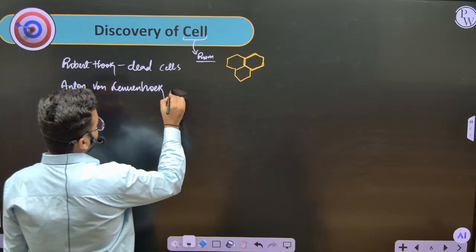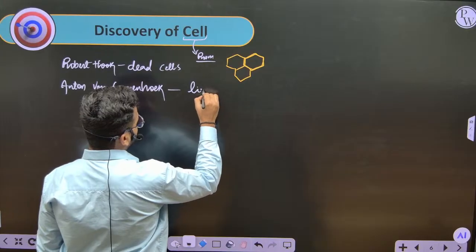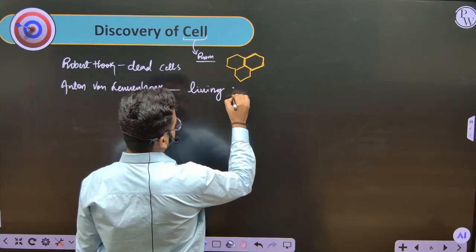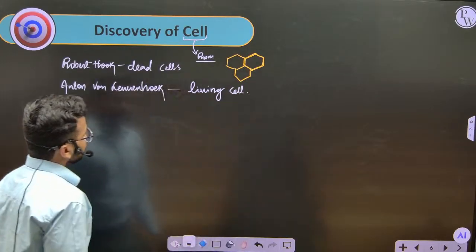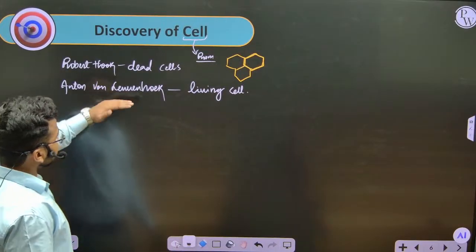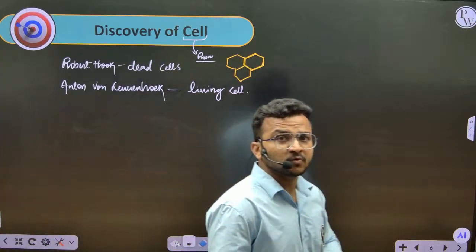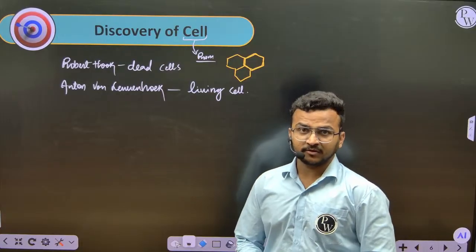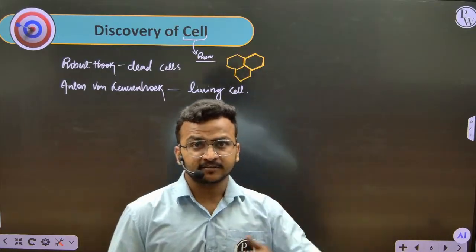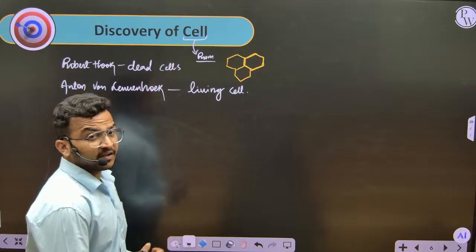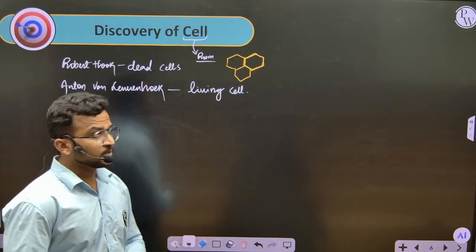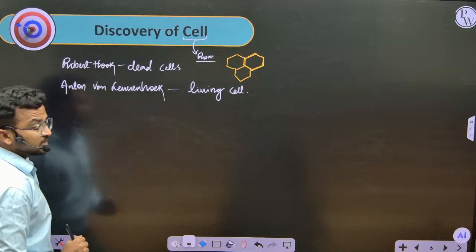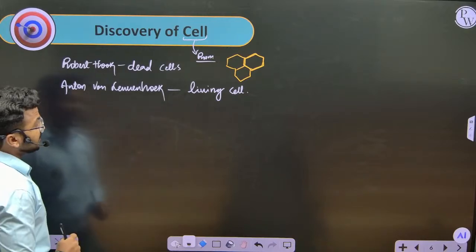Leeuwenhoek. So he observed a living cell after the discovery of the microscope. Related to this, there are many scientists who worked on the cell, its functions and its structure. Many scientists will be coming across throughout the chapter. So here, Anton von Leeuwenhoek observed the living cell.